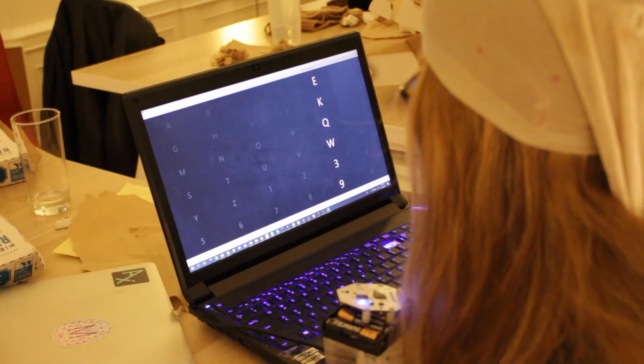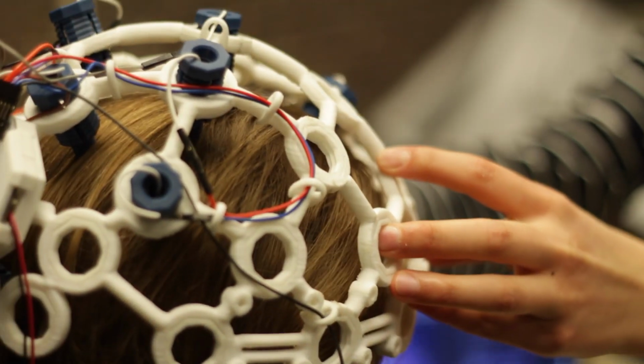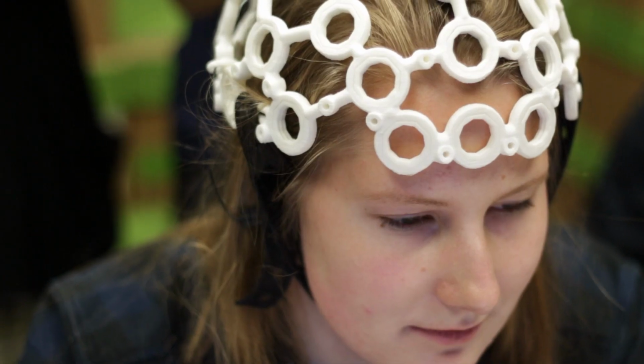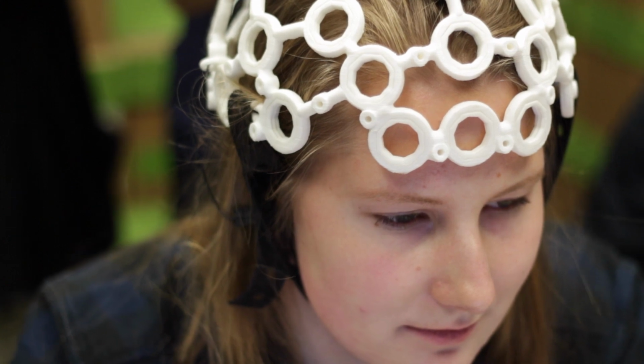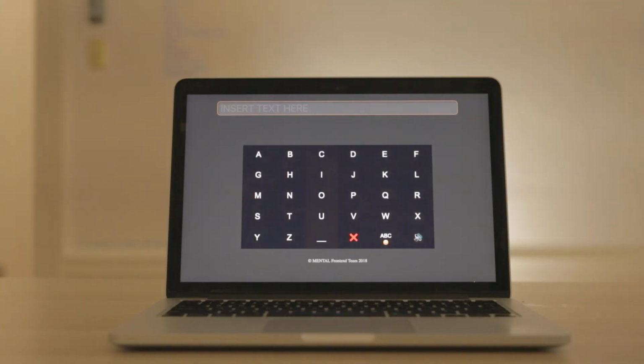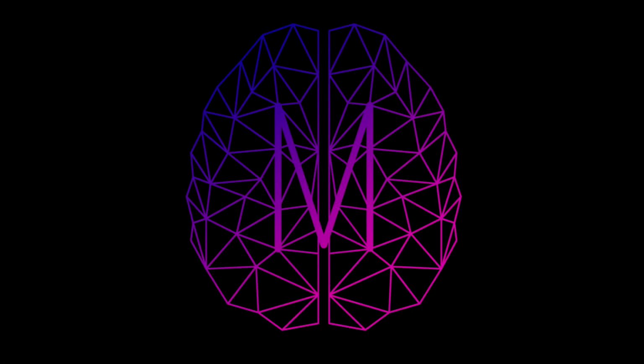This invention holds immense potential for improving the lives of patients living with physical communication barriers by allowing them to speak using only their thoughts. So this is Chatterp. And we are McGill NeuroTech.